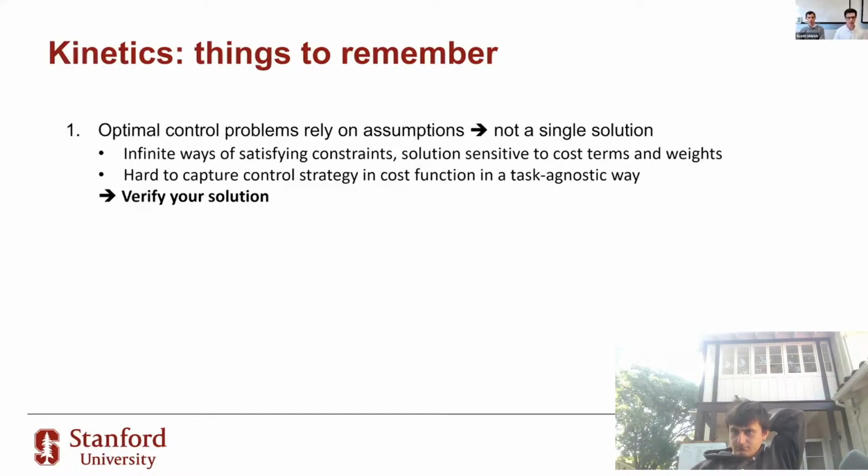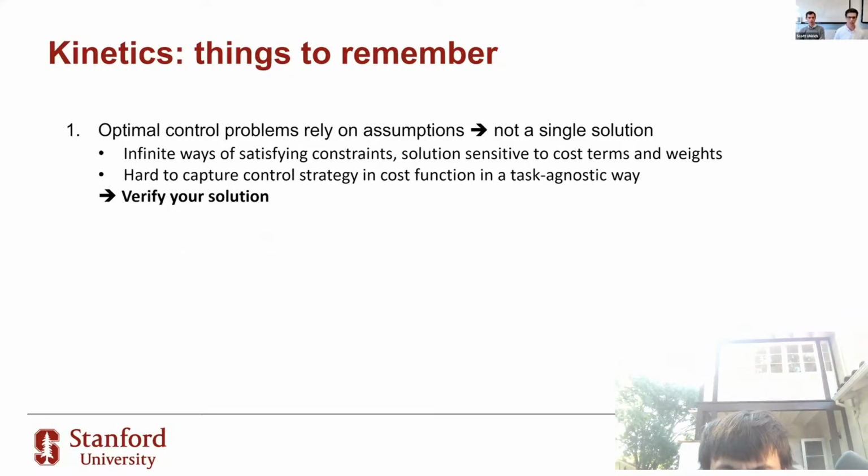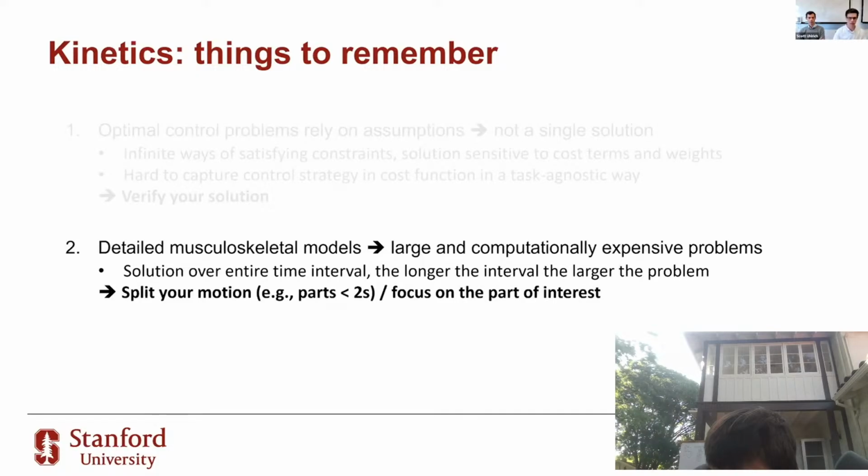So some tips for the kinetics, and we have much more documentation and more tips on our GitHub repository. But these optimal control problems rely on a number of assumptions, some of which I just mentioned. So there's an infinite number of ways to satisfy the problem constraints. And so the solution is quite sensitive to the cost terms and how you weight those terms. And like I mentioned, it's hard to capture the control strategy into the cost function in a task-agnostic way. So that's to say it's really hard to have a single problem formulation for any activity. So it's important to verify your solution, make sure it makes sense, and best case before you perform a large out-of-lab study is to validate it against in-lab measures.